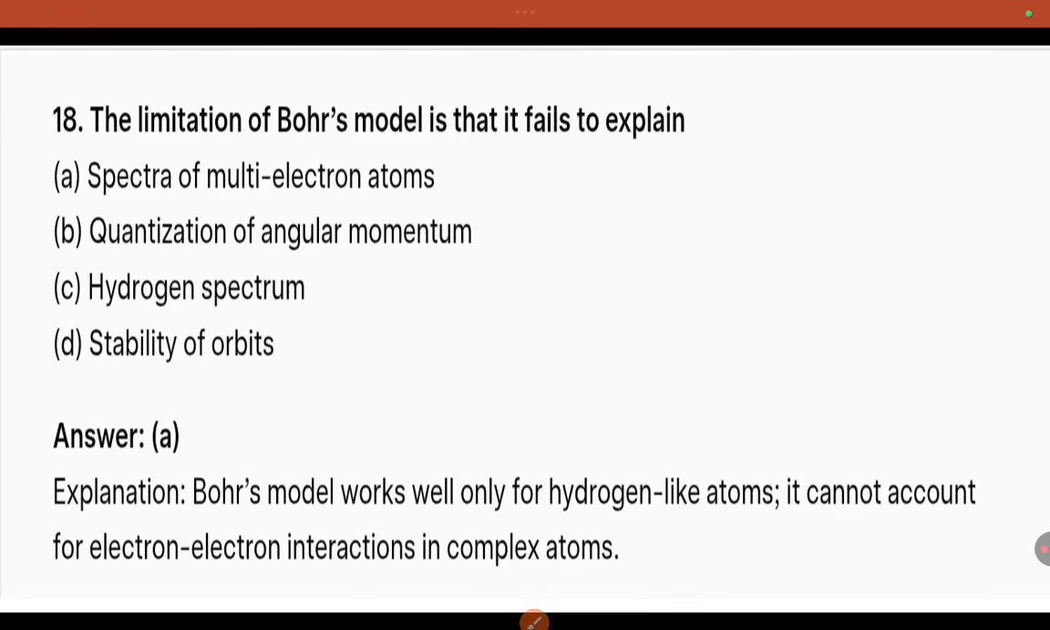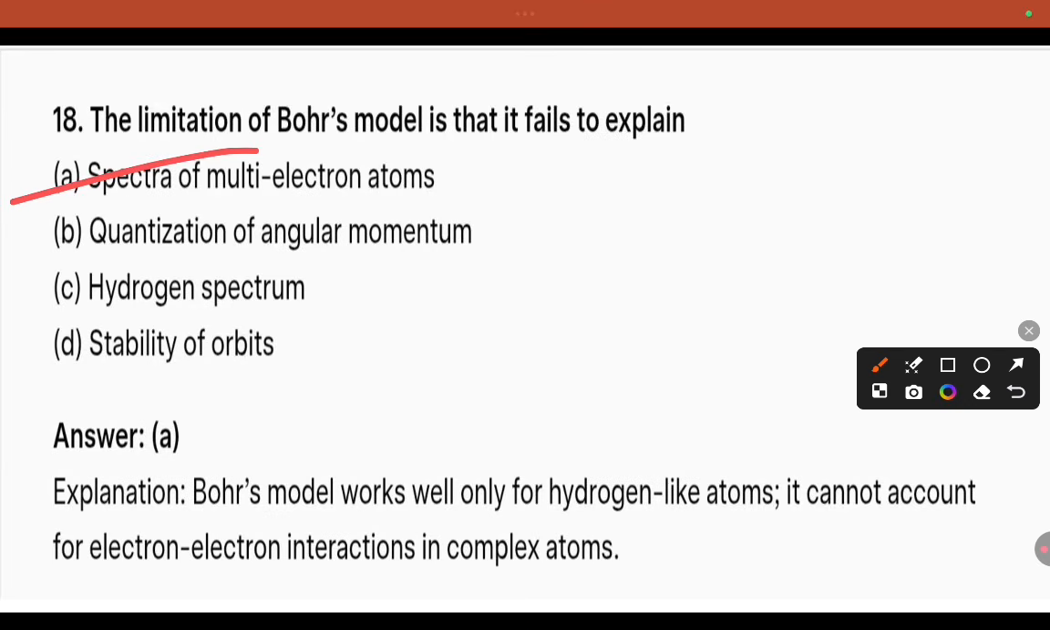The limitations of the Bohr atomic model: it fails to explain the spectra of multiple electrons. It is valid only for monoatomic, hydrogen-like atoms. The Bohr model works well only for hydrogen-like atoms. It cannot account for electron interactions in complex atoms. So your answer is that it fails to explain the spectra of multi-electron atoms.